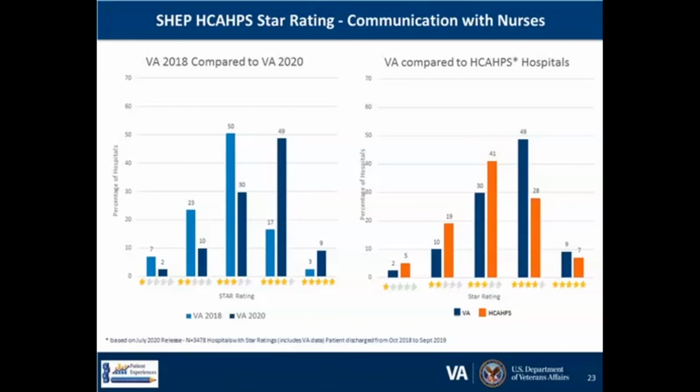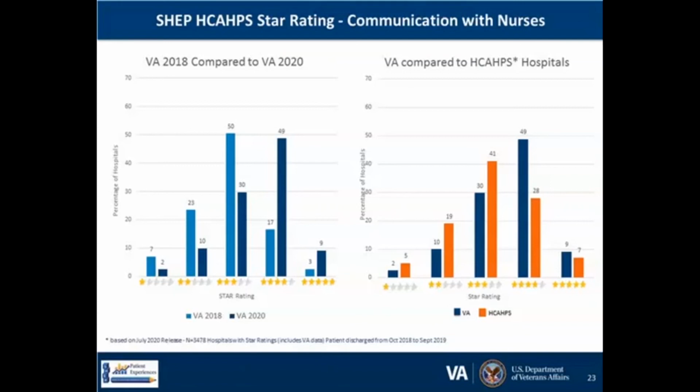So let's take a look at where VA was in 2018 compared to where they are now in 2020, and that's on the left-hand side of this graphic here. But we'll also take a look at 2020, comparing VA to the HCAHPS community. Remember, this is publicly reported data on Hospital Compare. Well, it's now Care Compare. Over on the left-hand side of the graphic here in light blue is where VA was in 2018.